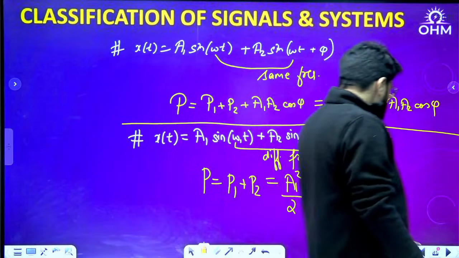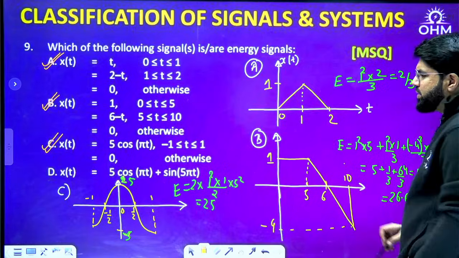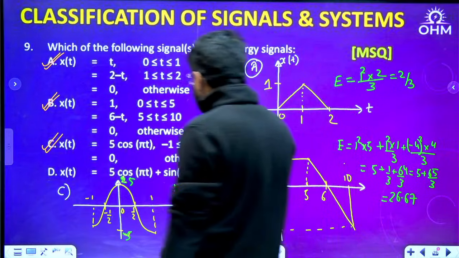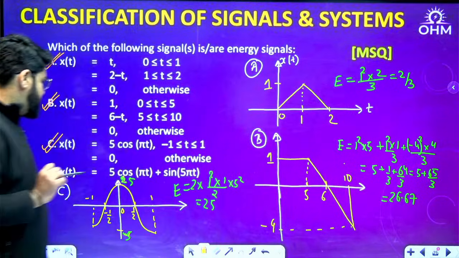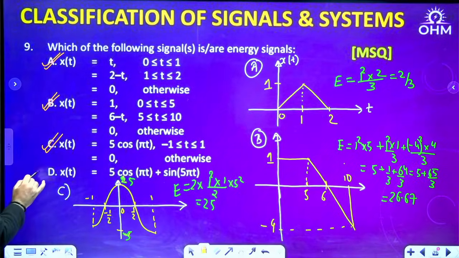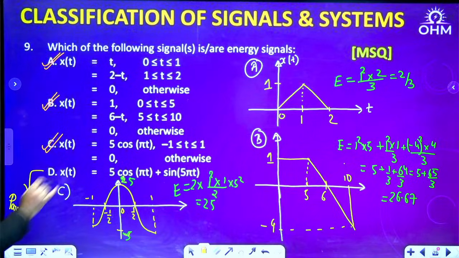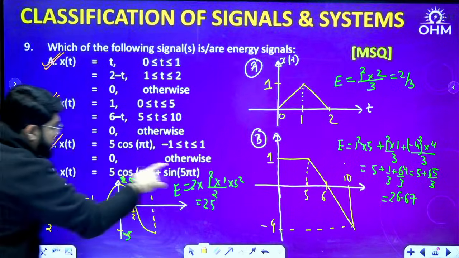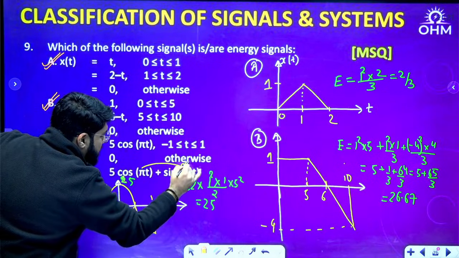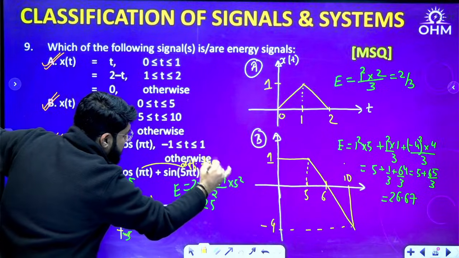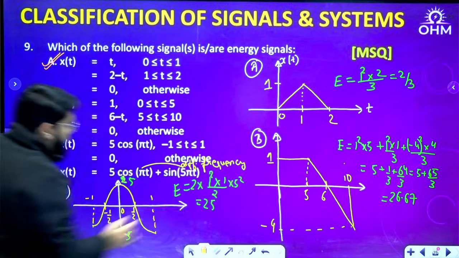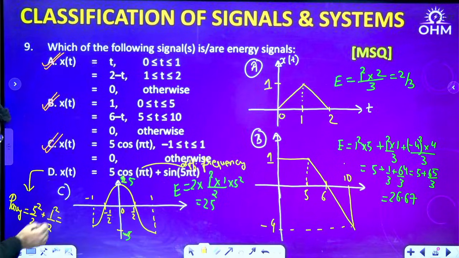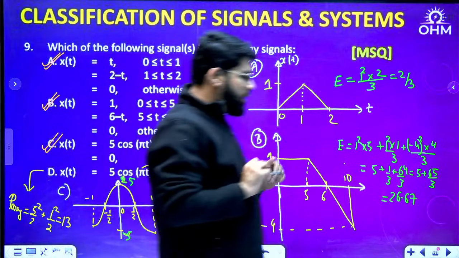So going back to the question, what is there in my question? 5 cos pi t plus sine 5 pi t, different frequencies. So for D, although the answer is not required, if I want to write down the average power, it is going to be simply 5 square by 2 plus 1 square by 2, because different frequencies are given. The power is directly additive. So 5 square plus 1 square, 26 by 2, this is 13. D is not our option because we wanted energy signals.